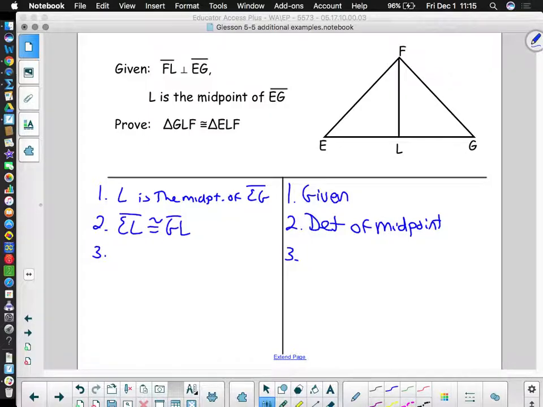Okay, next given is FL is perpendicular to EG. Because it's given. Okay? Now, wait, I should probably mark EL congruent to GL. There we go. Okay, what does perpendicular mean? We did this yesterday in our proof. If I have perpendicular, it means I have right angles. What are those right angles? ELF and GLF.